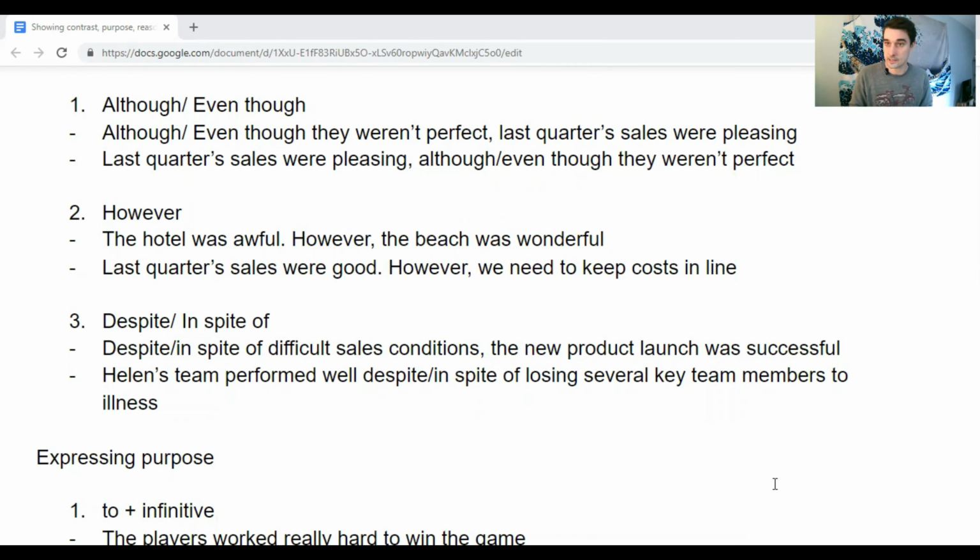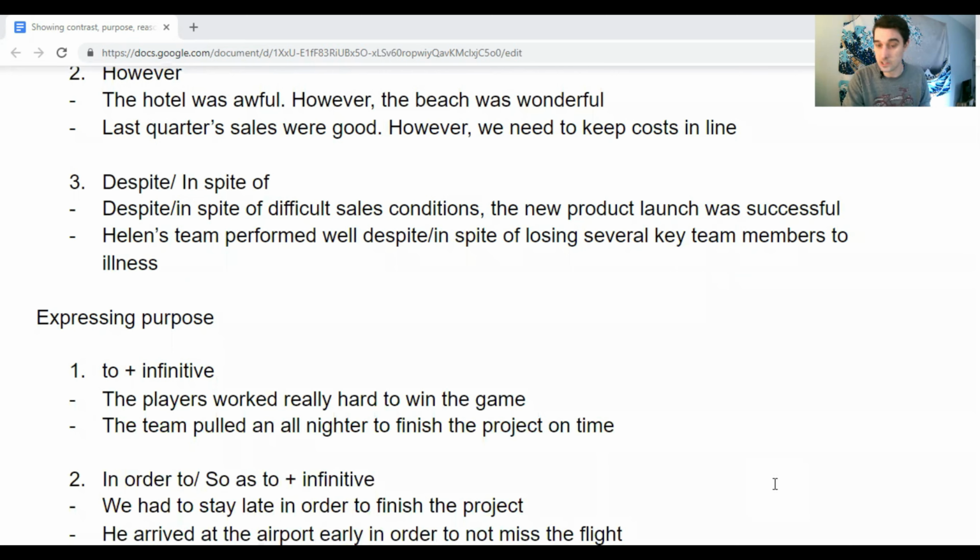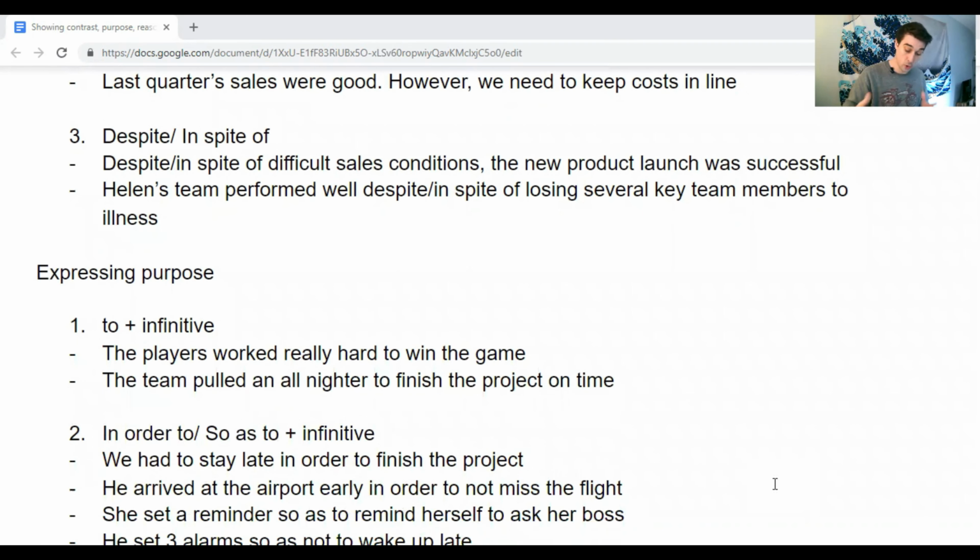Let's go to our second section now, looking at expressing purpose. So when we express purpose, the easiest way to do that is just by using to plus infinitive. You already know this, it's very easy. Examples. The players worked really hard to win the game. The team pulled an all-nighter to finish the project on time. To pull an all-nighter means to work all night. Maybe you pulled an all-nighter when you were a student and you studied all night in preparation for an exam.